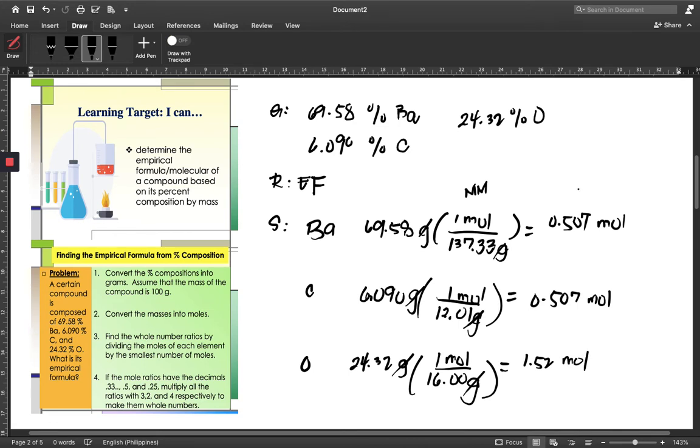So now that we have the number of moles, let's put a label on top. This is our number of moles for each element. Now that we have the number of moles, we can divide everything else with the smallest number of moles. In this case, the smallest number of moles is 0.507. So we divide everything. Our goal here is to get the smallest whole number ratios, or the mole ratios.